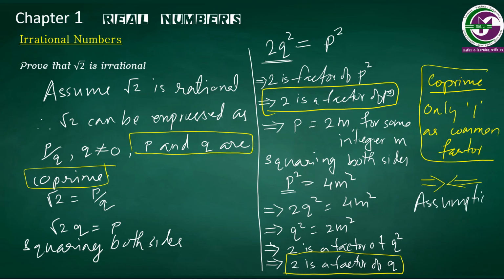So what is the correct assumption then? If our assumption is wrong, the only other possibility remaining is that root 2 is irrational. Therefore, root 2 is irrational. So you understood this?